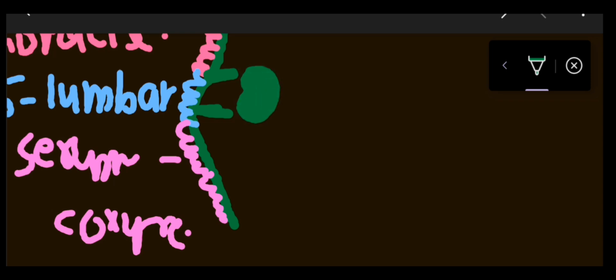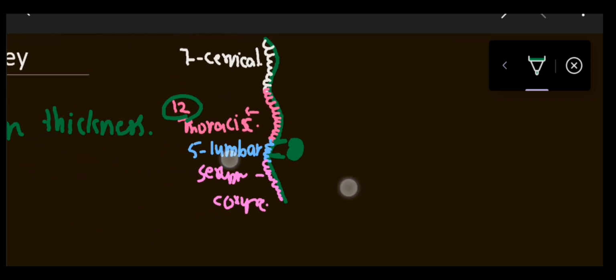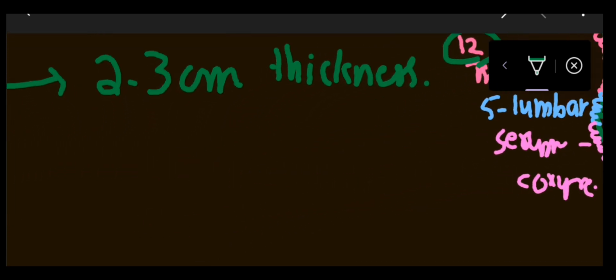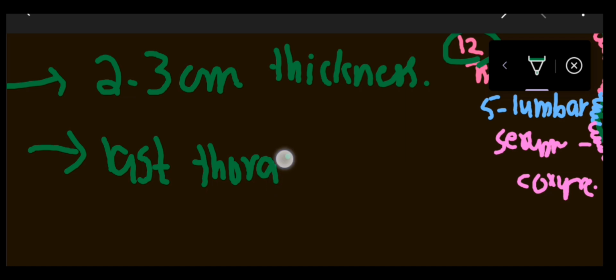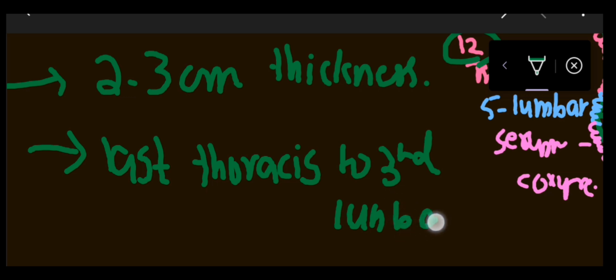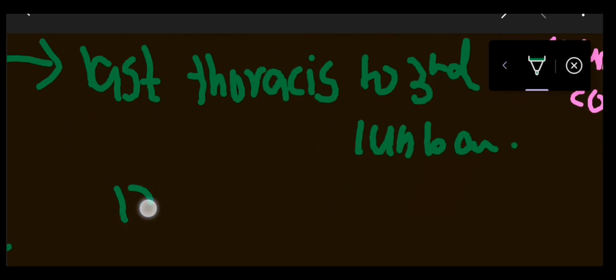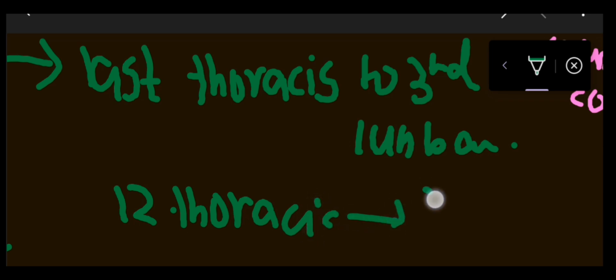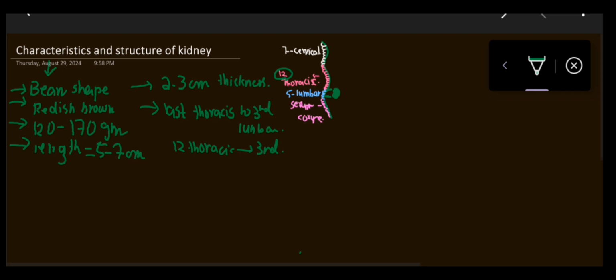Mostly this question is asked about the position of the kidney. So you must remember the position of the kidney, which is from the last of the thoracic, meaning the 12th thoracic, to the third lumbar. It starts from the 12th thoracic and ends at the third lumbar.